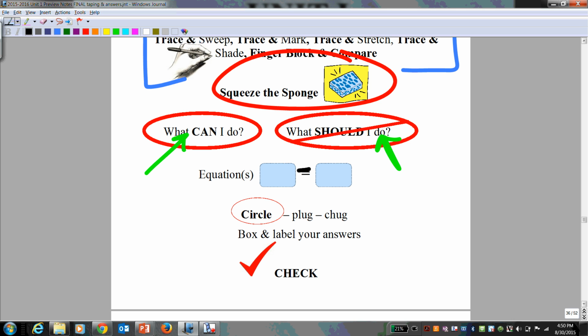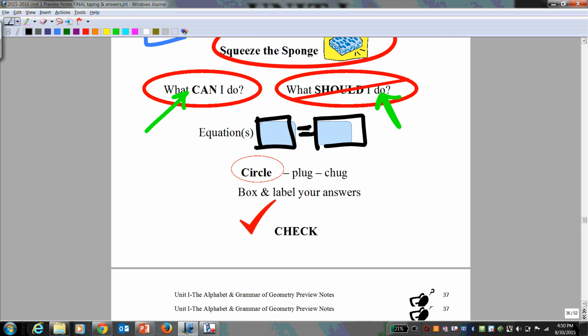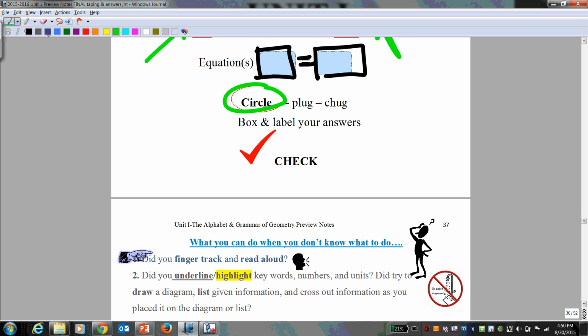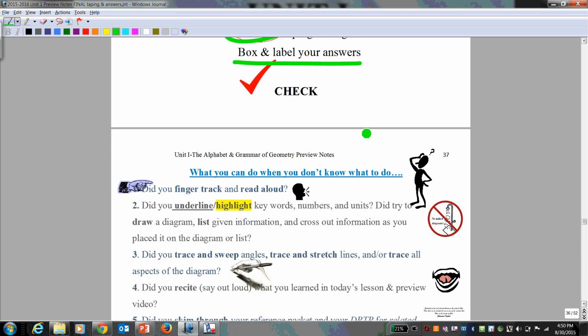I'm going to train you to write equations with 2 sides and an equal sign. You're going to learn to do what's called circle, plug, chug when you solve problems. You're going to physically block and label your answers. And you're going to learn to take a step back from your work and scratch your head and ask yourself, does this make sense?